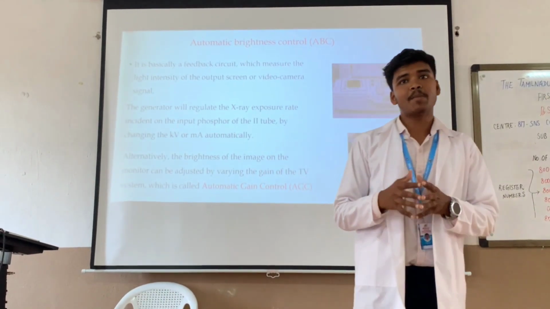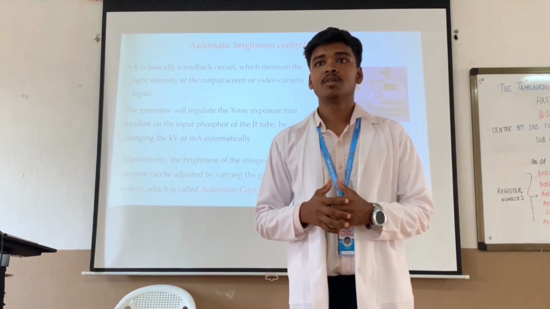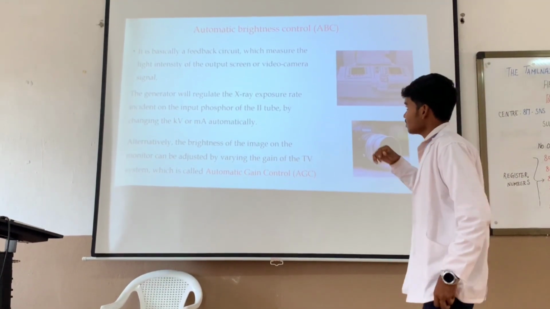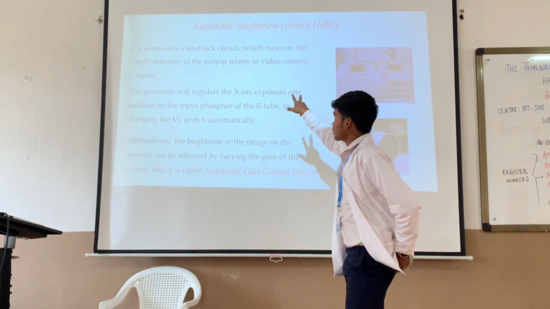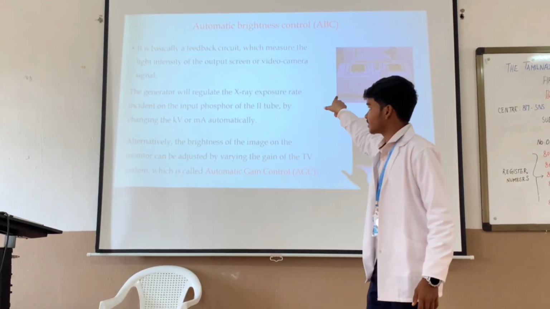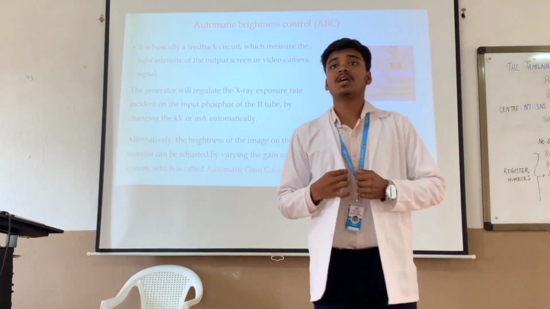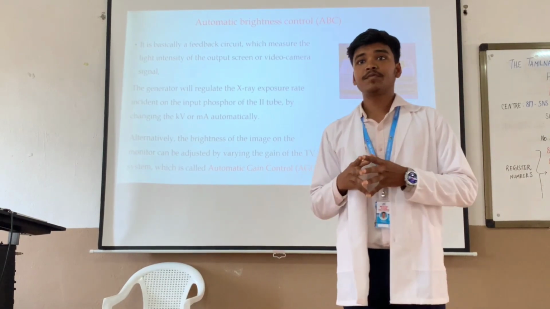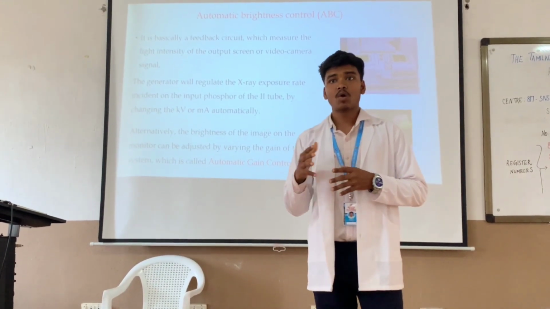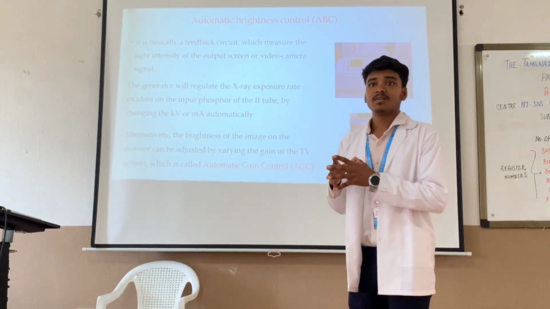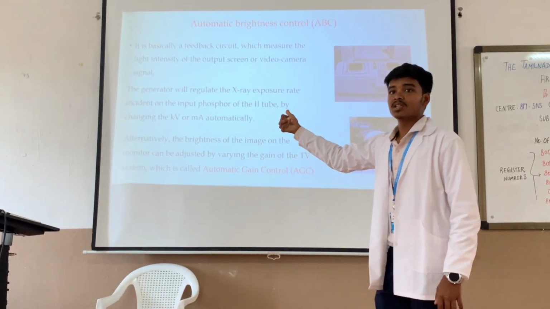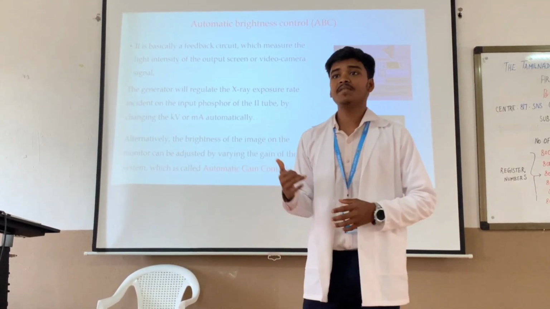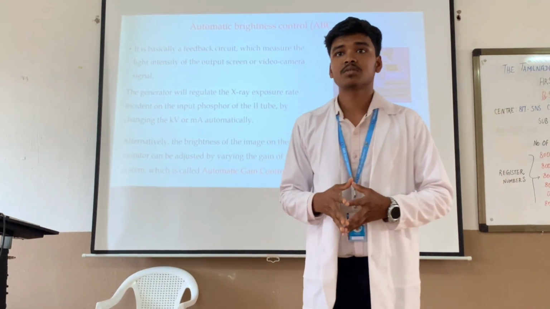Additionally, in mammography we use automatic exposure control. In fluoroscopy we use automatic brightness control. There is a relay feedback circuit which measures the light intensity of the output screen or the video signal. It measures the image intensity, and if the image intensity is higher or lower, it sends a message to the generator. Then the generator adjusts the kVp and mA automatically. So by adjusting the kVp and mA automatically, you can reduce the patient dose.